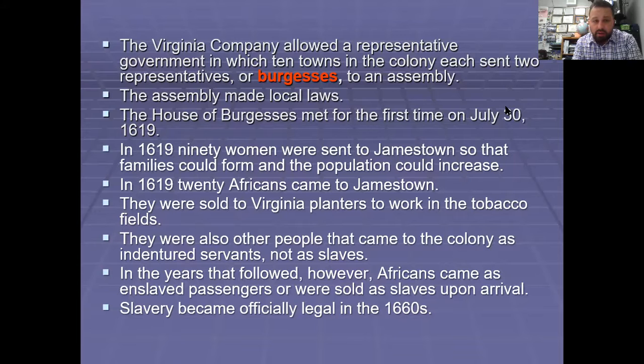1619 is a big year, though. It's also the first year that women come to Jamestown. They were there to help form families and help the population increase and meet up with the farmers and stuff.